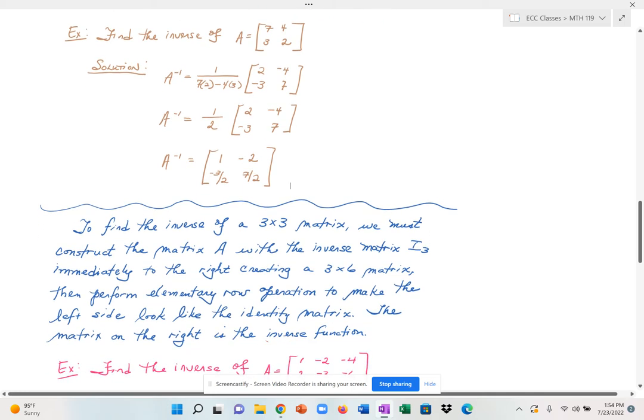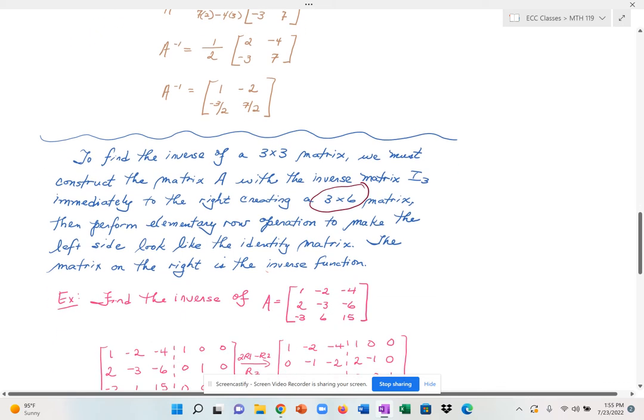So to find the inverse of a 3 by 3, we must construct a matrix A with the identity matrix I sub 3 immediately to the right, which will essentially create a 3 by 6 matrix. So you're going to have 3 columns from the original matrix and 3 columns from the identity, which is why it then becomes a 3 by 6 matrix. Then you're going to do elementary row operations to make the left side look like the identity matrix. And whatever is left on the right side will be the inverse of the original matrix.